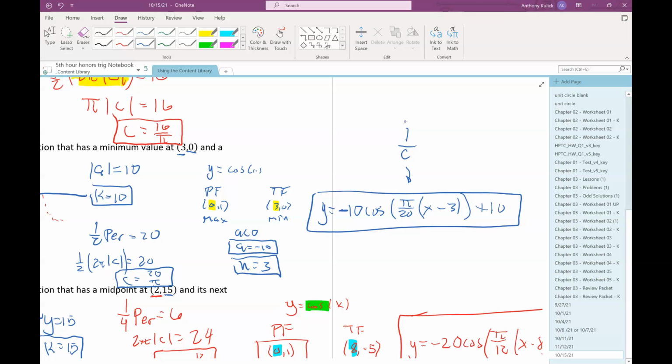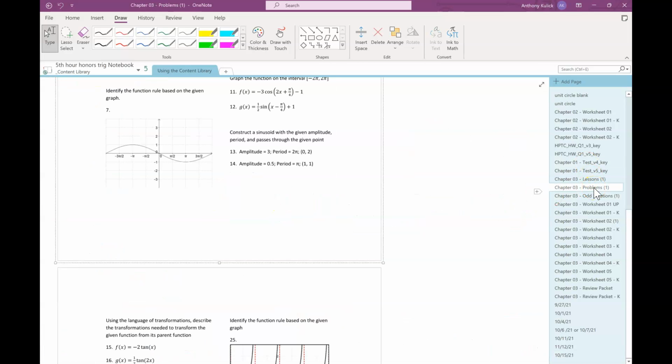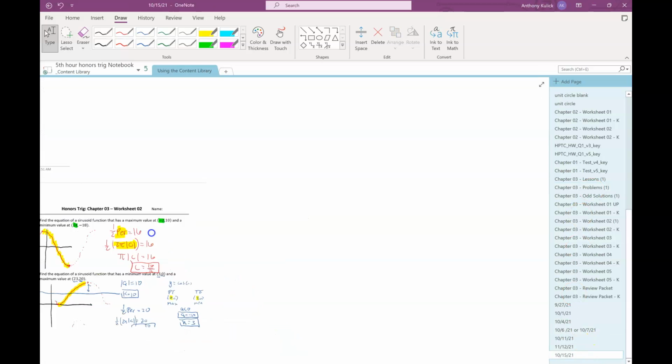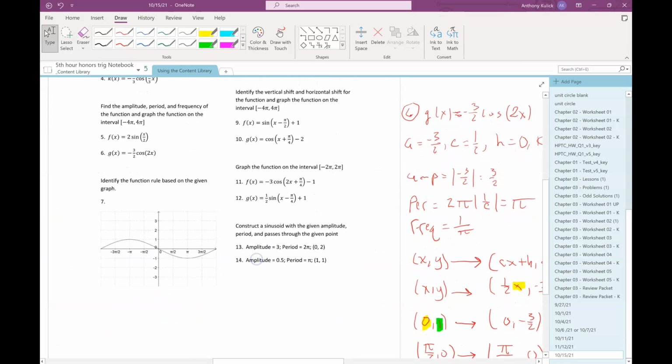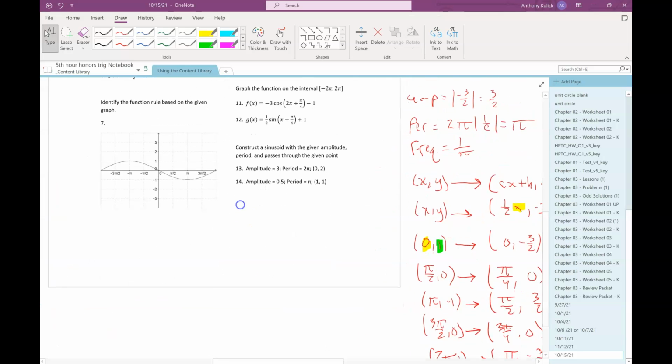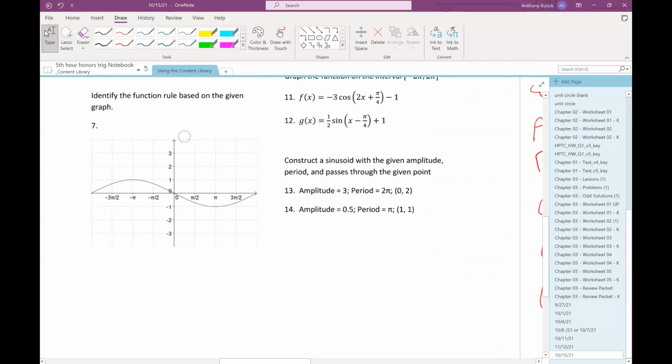Alex, did you do number 7 on the chapter 2 problems? Sure. Let's see. I think I have that already. Okay. So it says identify the function rule based on the graph. So we're looking for a sinusoid, right? An equation.